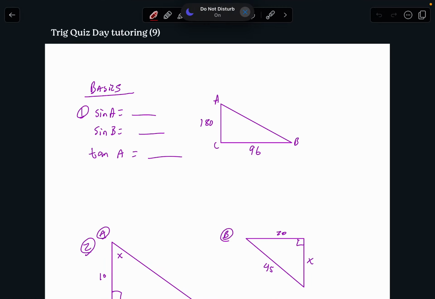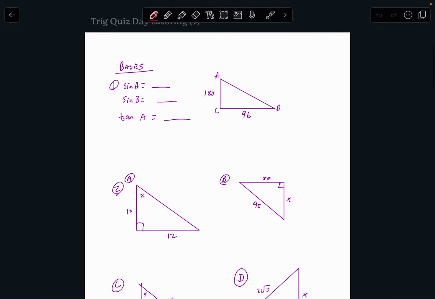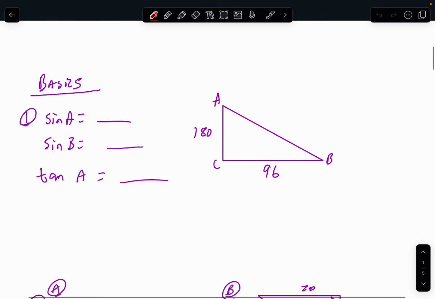Good to see everyone. Quick walkthrough of the morning tutoring file that I made here. Hopefully these all work out. I make these pretty quickly. This first section is very much like the first section on the quiz.